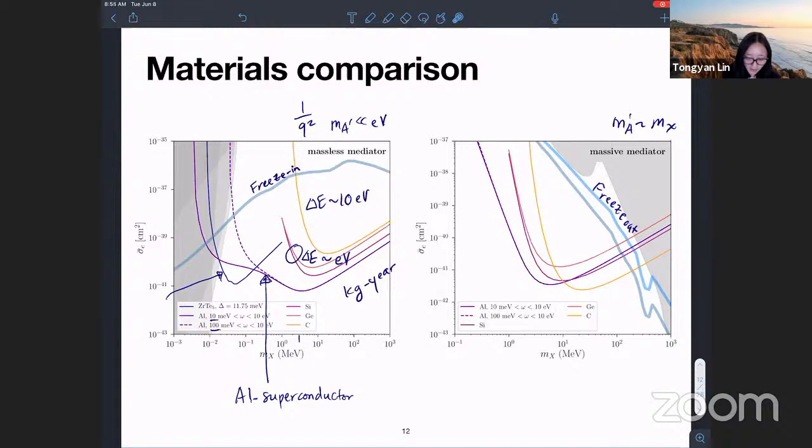Okay, and for the massive mediator, the advantages of going to low threshold, there aren't quite as many. So all of the lines basically are cutting off at around 1 MeV. It's hard to go below. But the model space is also not extending to sub-MeV.